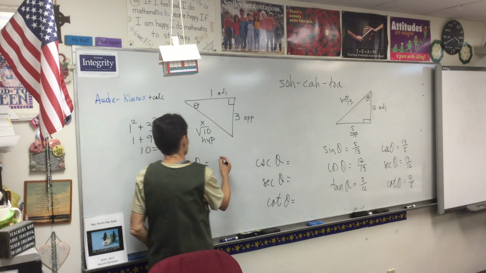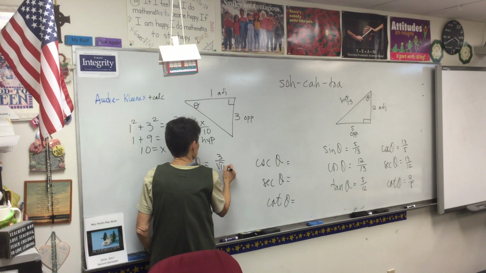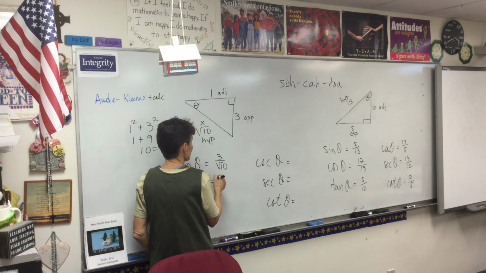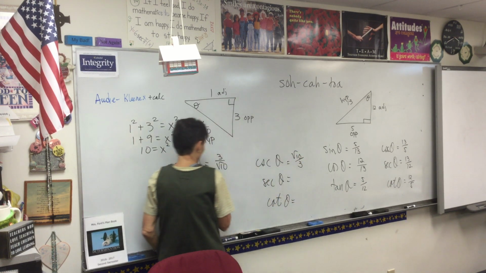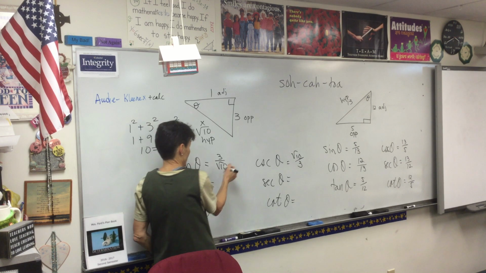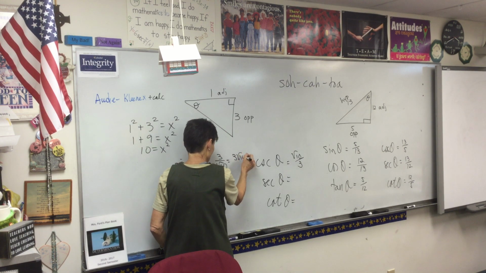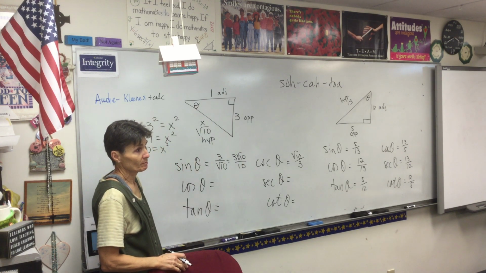Okay, what's my sine? 3 over root 10. Okay, she's already rationalized. She said it's 3 over root 10, which makes cosecant root 10 over 3, but she didn't like the way this one looked. So she rationalized it and got 3 root 10 over 10. Christina, you with me?